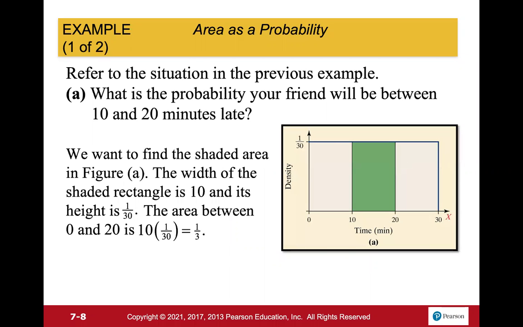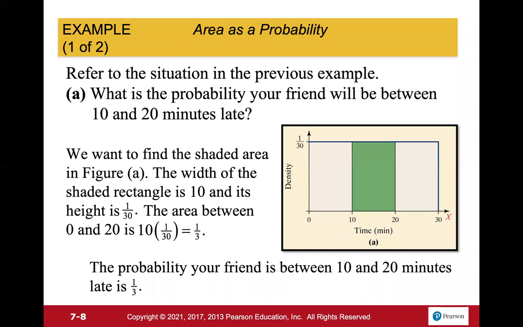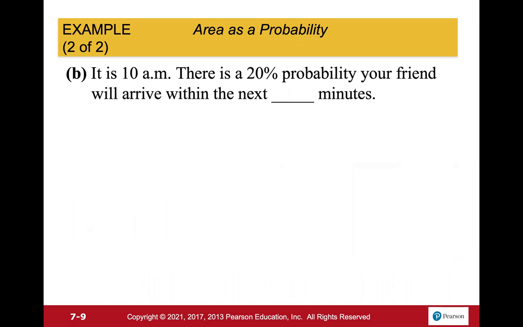So we want to find the shaded region. The width of the shaded rectangle is 10. So they went about it a slightly different way, but still kind of exactly the same. Height is 1 over 30. So it's going to be 10 over 30, or we could say 1 over 3, or 0.333. So the probability your friend is between 10 to 20 minutes late is going to be 1 over 3.